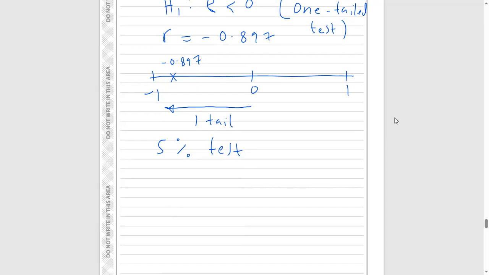Not this one. Here we go. Yeah, I've got it now. So what we want is a one-tailed 5% test. So what we're going to do is read off in your table.